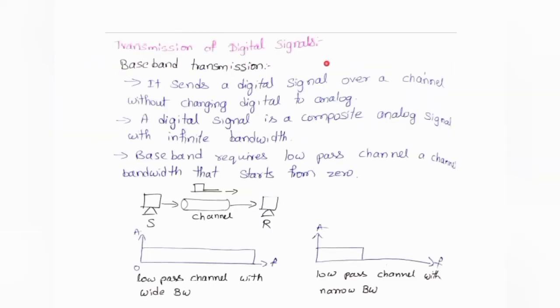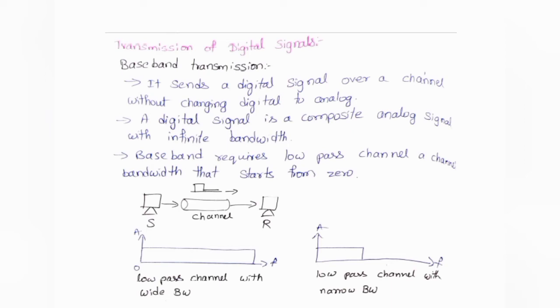Next we will see the transmission of digital signals. There are two types of transmission of digital signals: baseband transmission and broadband transmission. In baseband transmission, it sends a digital signal over a channel without changing the digital to analog. Normally, to transfer data we need to convert digital data into analog signals, but here we are not converting it into analog signals. Instead we are sending the digital signal over the channel.